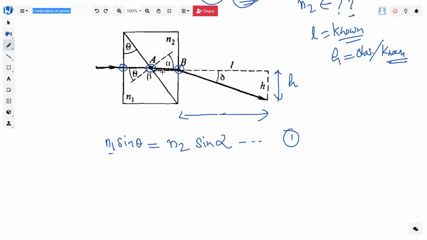Now at B, let's say after bending, beta is the angle of incidence, so we can write n2 sine of beta is going to be equal to this deviation, and it's in air, right? So 1 into sine of delta, and this is equation number 2.